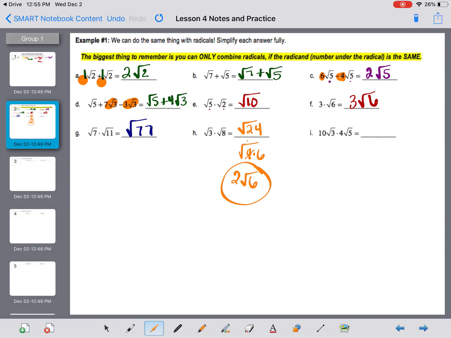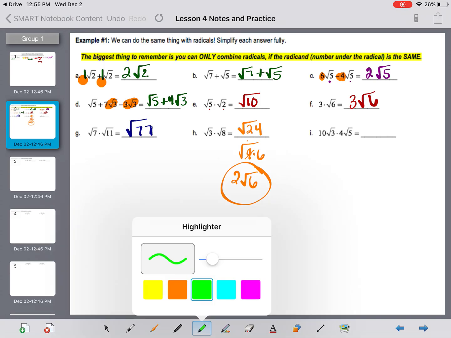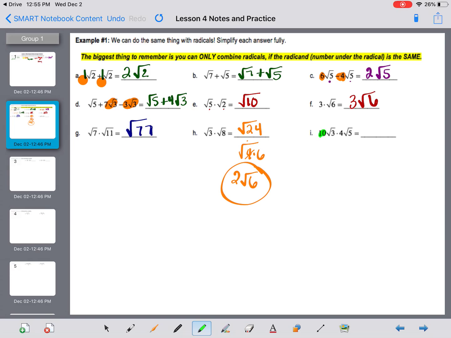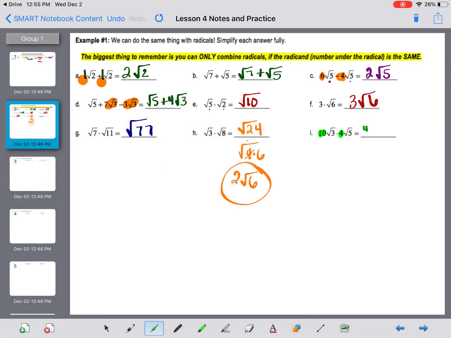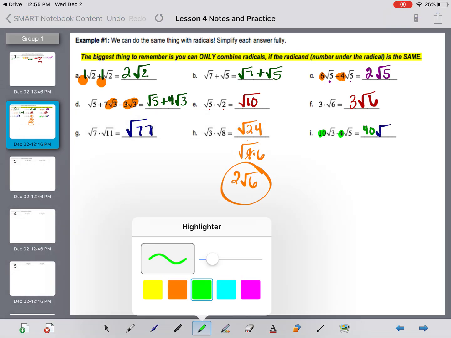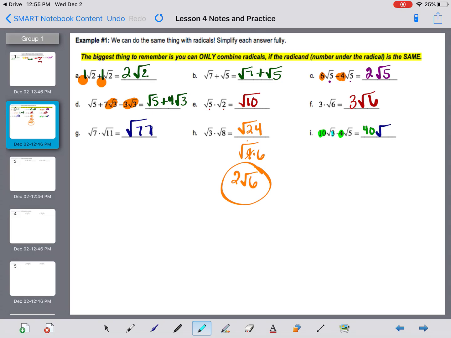If we take a look at I, we have 10 radical 3 times 4 radical 5. So what you're going to do is you multiply the numbers that are not underneath a radical together. 10 times 4 is 40. Then you're going to multiply the numbers that are underneath a radical together. So 3 times 5 is 15. So that becomes 40 radical 15. Can't simplify radical 15, so you are done.